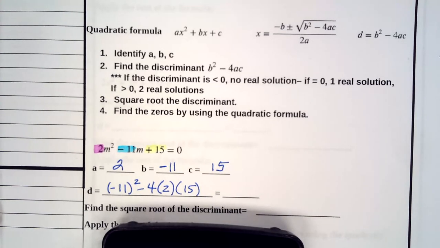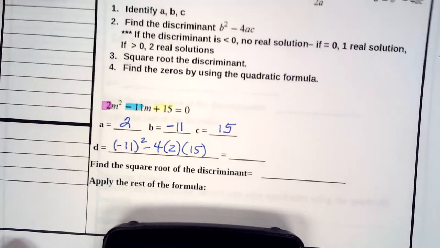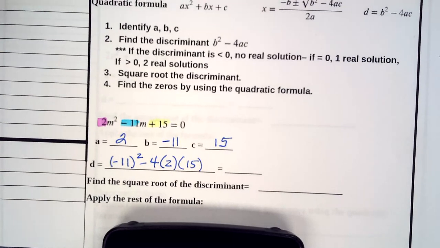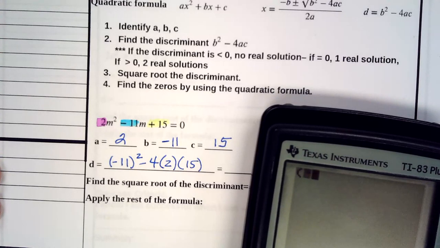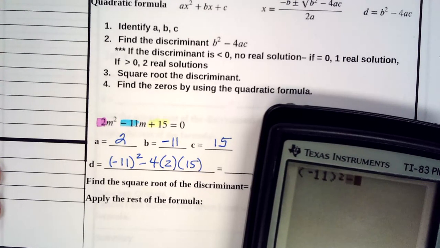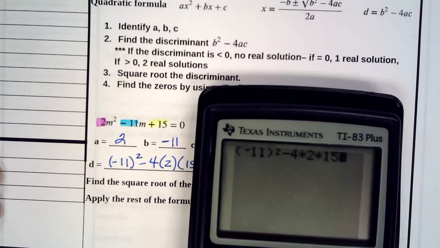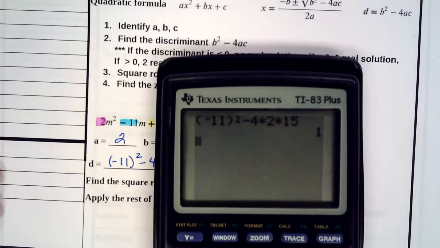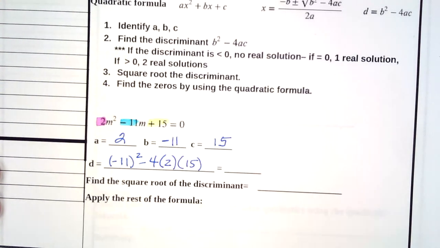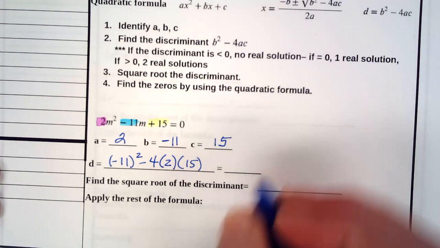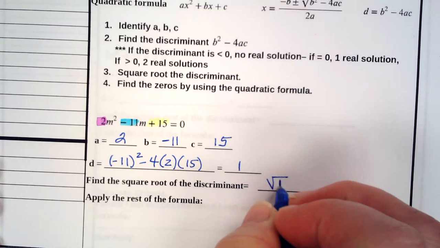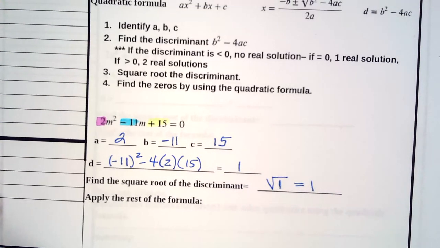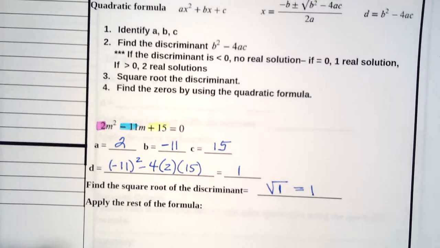Okay, I'm going to put it into my calculator. Parenthesis, negative 11, parenthesis squared, minus 4 times 2 times 15. I end up with 1. So my discriminant is 1. The square root of 1 is 1. Okay, now let's apply the rest of that formula.